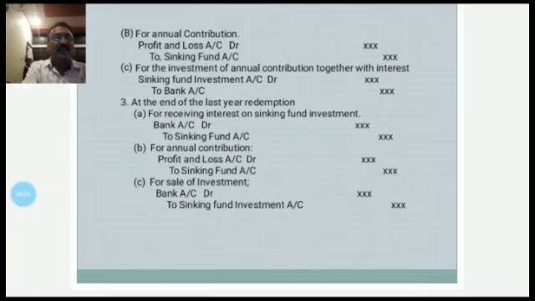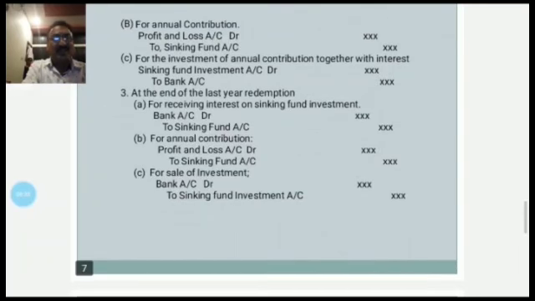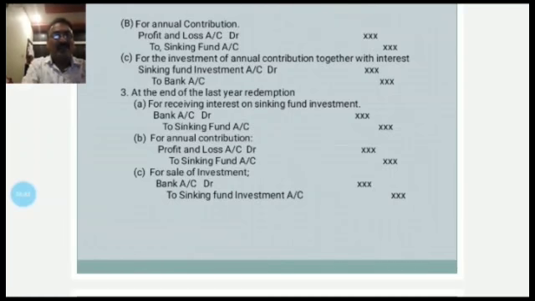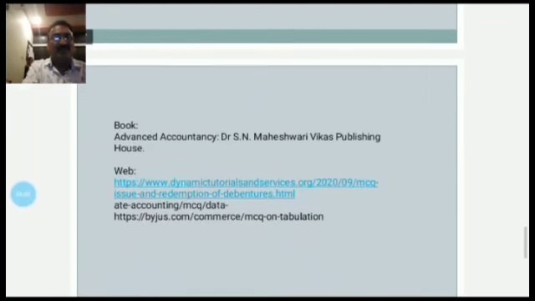At the end of the last year of redemption, for receiving interest on sinking fund investment, bank account debited to sinking fund account. For annual contribution, profit and loss account debit to sinking fund account. For sale of investment, bank account debited to sinking fund investment account.